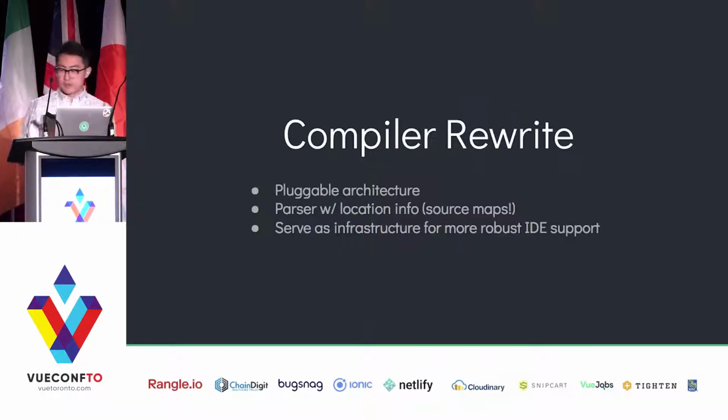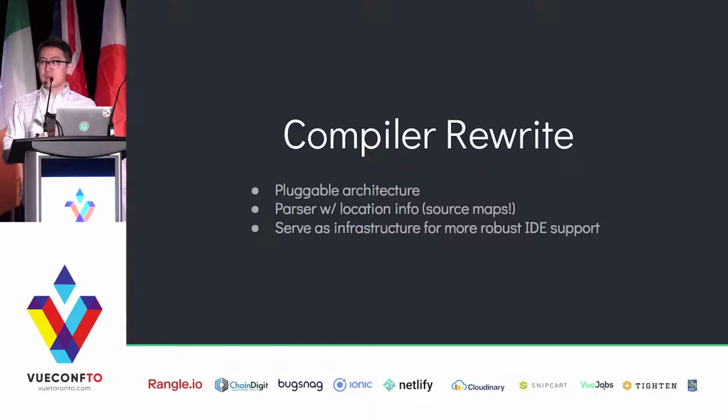So the compiler is also being rewritten. We want to rewrite the compiler to be more modular. We use a pluggable architecture so that, for example, a single optimization can be a plugin, a directive can be a plugin, and so it makes it easier for people to contribute. Parser with location info. This means we're aiming to give you source maps. When you have runtime render errors, it'll point to the template source instead of cryptic render function code. We also want it to serve as infrastructure for more robust IDE support.